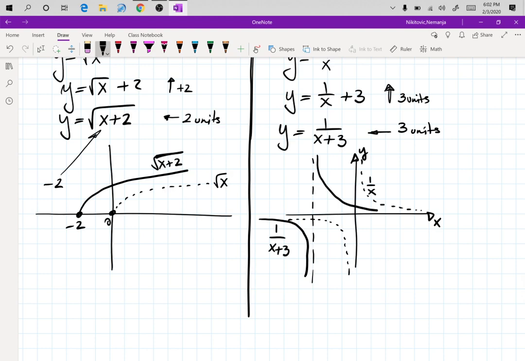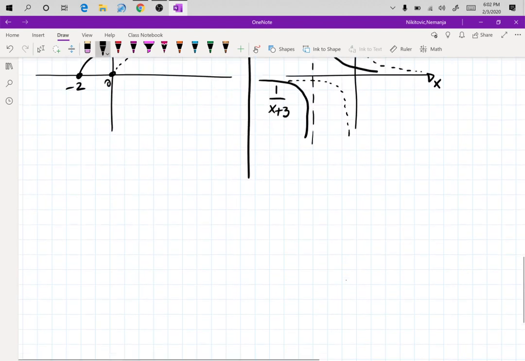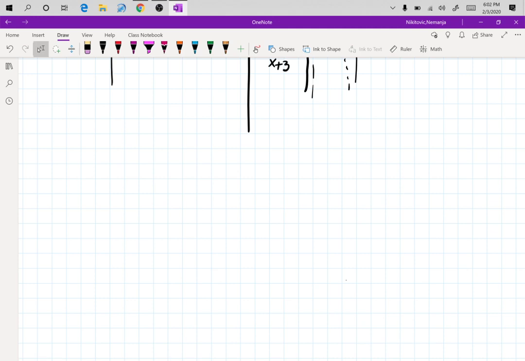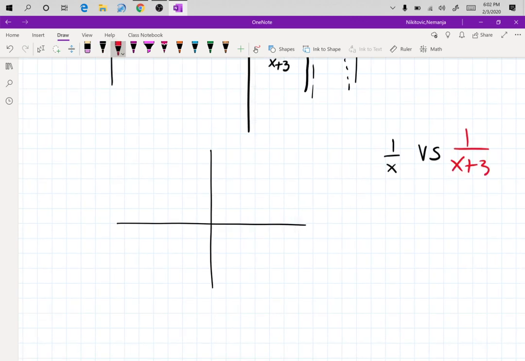Could you explain that one more time? Yes. Now I can use different colors too. I'll erase this. So what I have is 1 over x versus 1 over x plus 3. So 1 over x is the one we memorize. We don't get to debate this.